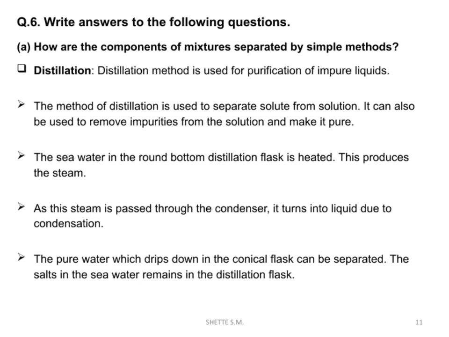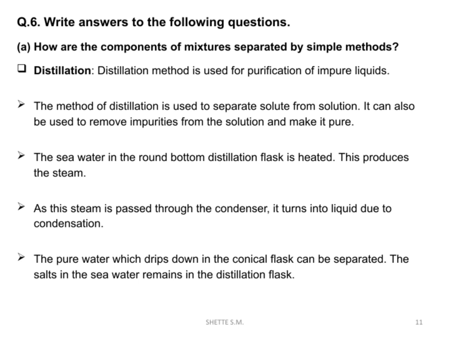The key here is that only the water vapor passes through, leaving behind the salts and impurities in the original flask. The condensed pure water drips into a conical flask, from where we can collect it separately. Meanwhile, the salts and other impurities stay in the distillation flask because they do not vaporize at the same temperature as water. This method highlights how we can separate components based on differences in boiling points, making it an effective way to purify liquids or separate mixtures. It's a great example of how simple techniques can be applied in real-world scenarios, especially in fields like chemistry and environmental science.